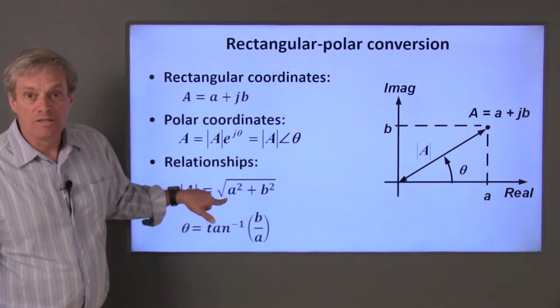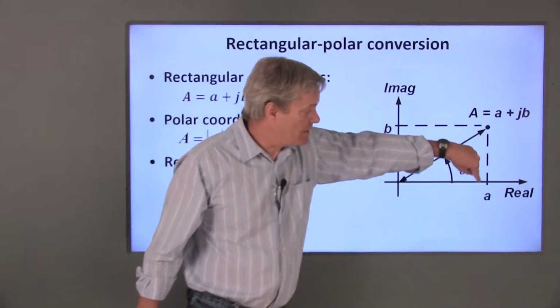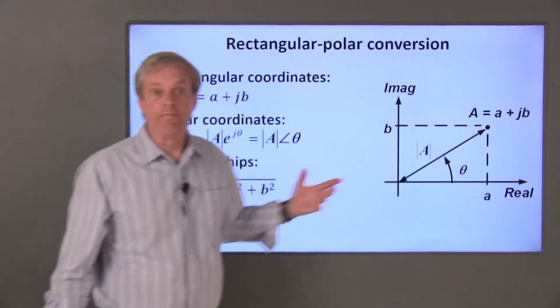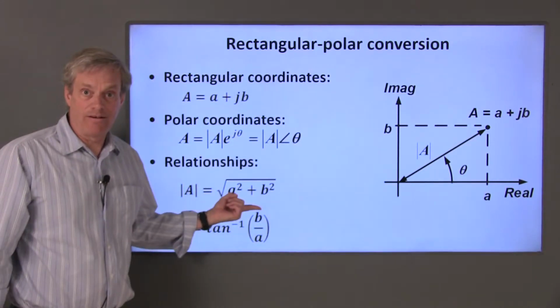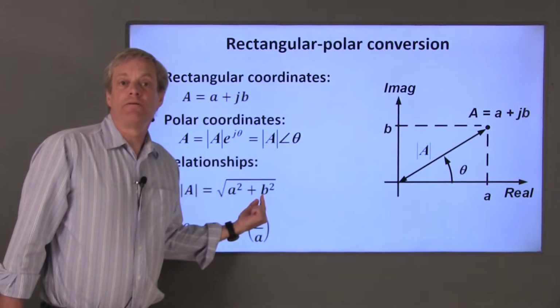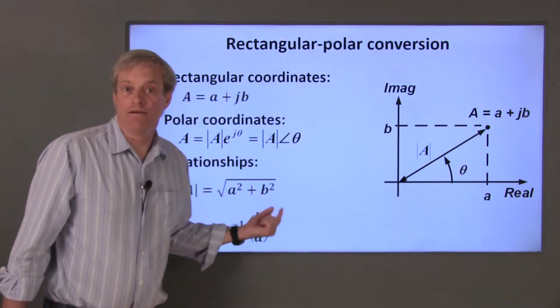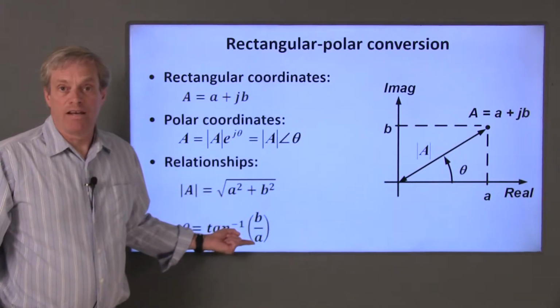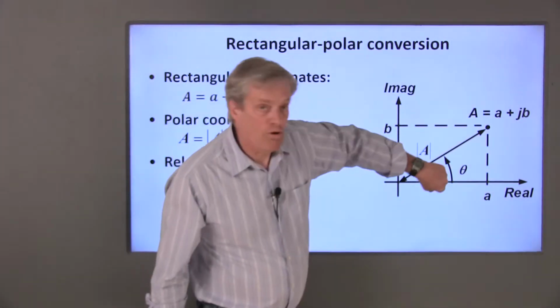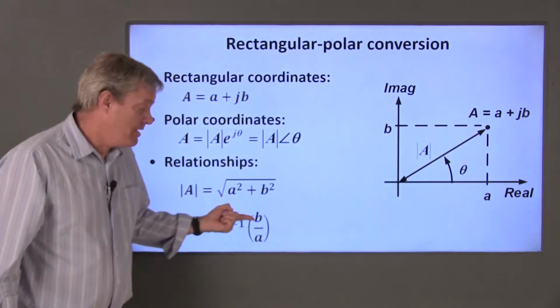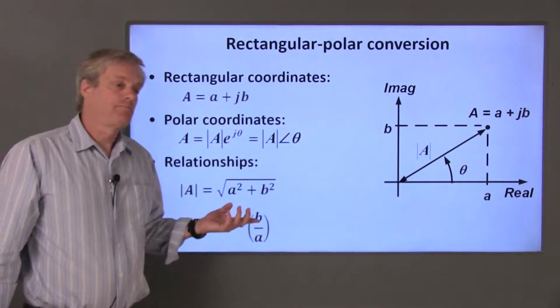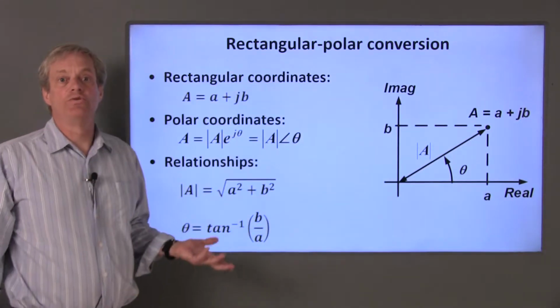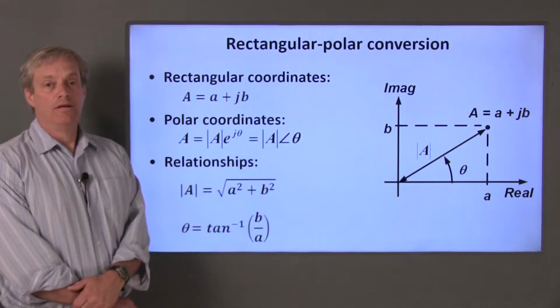The magnitude is the square root of the sum of the squares of the real part and the imaginary part, according to the Pythagorean theorem. Notice that the imaginary part doesn't include a j here. The angle is the arctangent of the imaginary part divided by the real part, the opposite over the adjacent. Also, there's no j here. Always check the quadrant when doing the arctangent process.